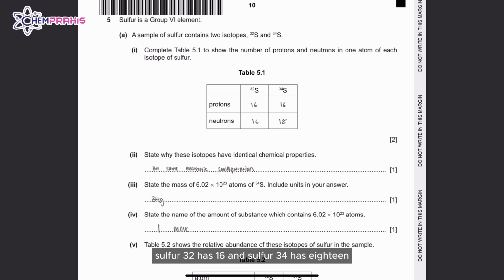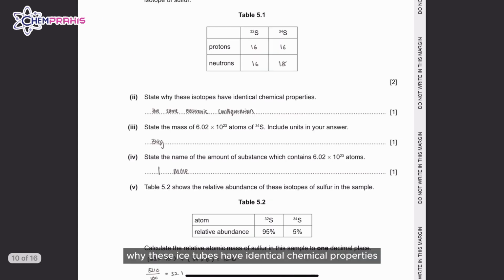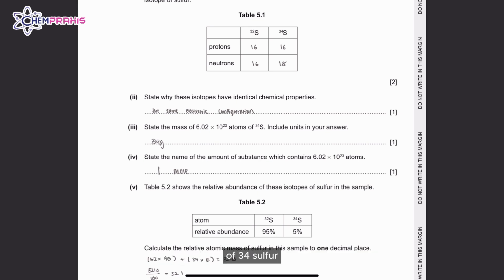State why these isotopes have identical chemical properties. Isotopes have identical chemical properties because they have the same electronic configuration. State the mass of 6.02 times 10 to the power of 23 atoms of sulfur-34. The mass of sulfur-34 will be 34 grams. State the name of the amount of the substance which contains 6.02 times 10 to the power of 23 atoms. The name of the amount of substance would be 1 mole.